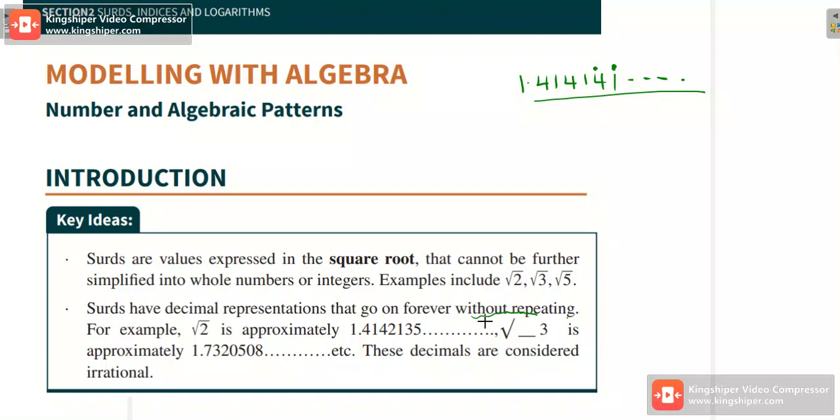without repeating. Let's get the keyword, the phrase, without repeating. An example is root of 2, where we have 1.4142135. If I ask you to predict the next value, you cannot, because there is no clear pattern. It does not repeat. And another example is root of 3, and it can continue in that respect. Root of 5, these are all sets.